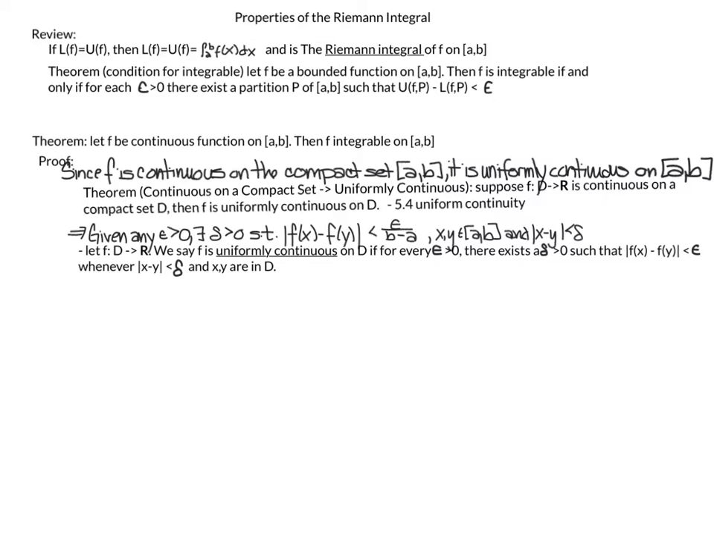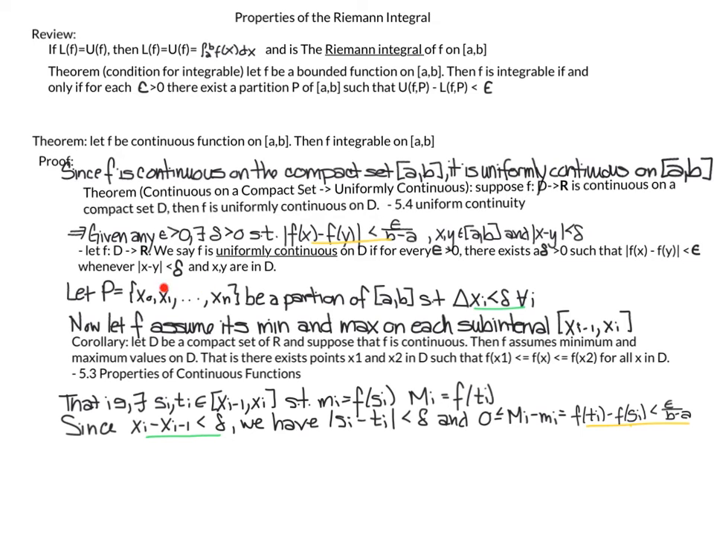So here I chose, for my |x minus y| less than delta, the difference between my function values to be less than epsilon divided by b minus a. So given an epsilon, I can make an epsilon even smaller. I can choose this epsilon over b minus a. And now we are going to create our partition P, x0, x1 up to xn, of [a,b], and we're going to create our partition such that each interval is less than delta, which is a perfectly fine thing to do.